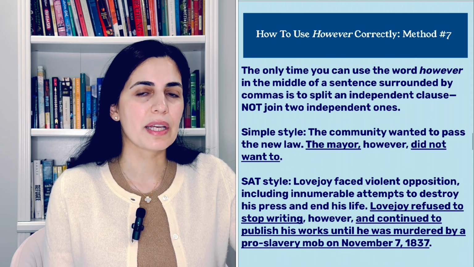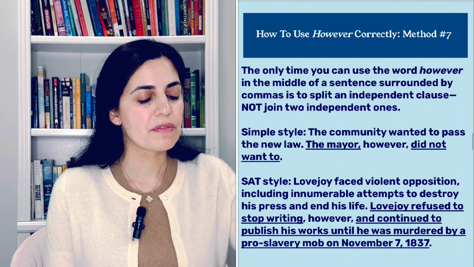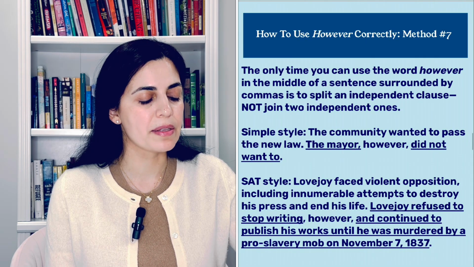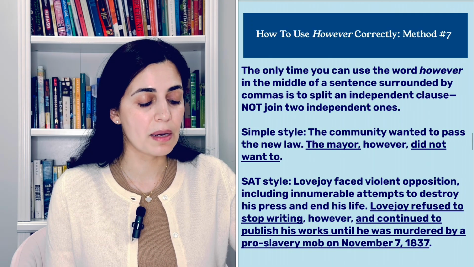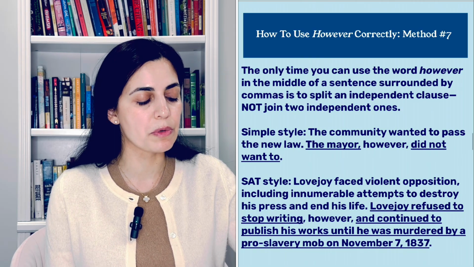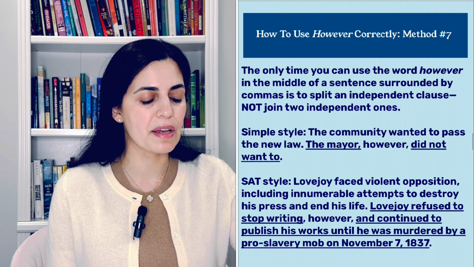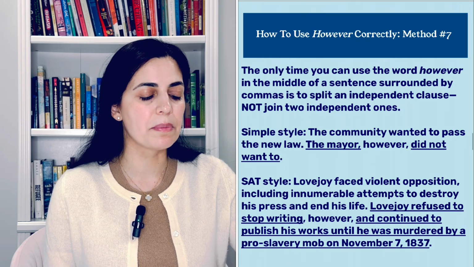Now let's take a look at the SAT style. Lovejoy faced violent opposition, including innumerable attempts to destroy his press and end his life. Lovejoy refused to stop writing, however, and continued to publish his works until he was murdered by a pro-slavery mob on November 7th, 1837. So again, I underlined the independent clause in this example.